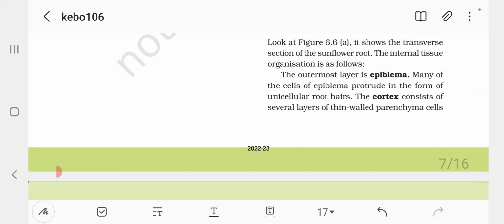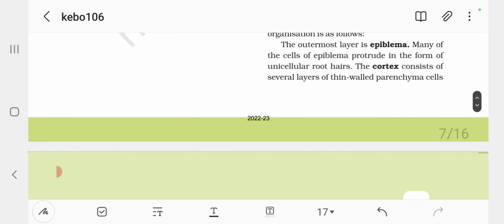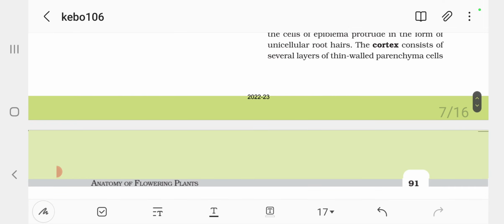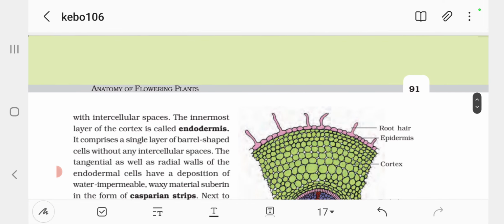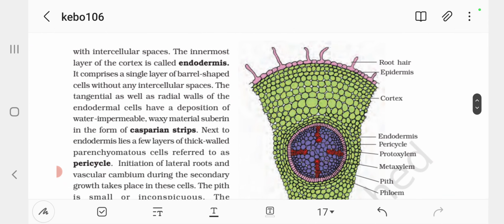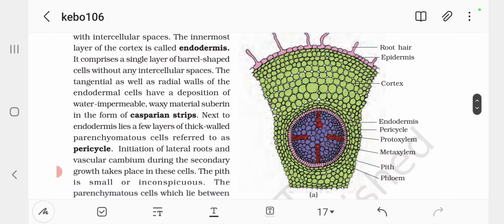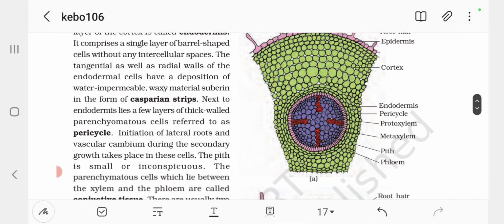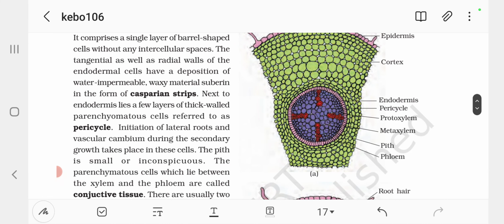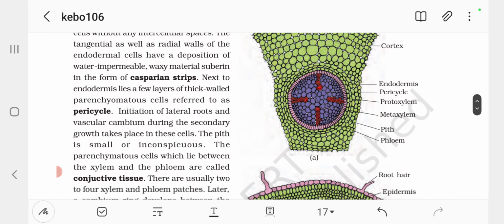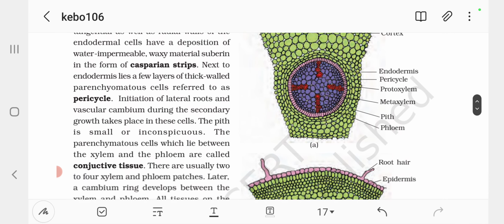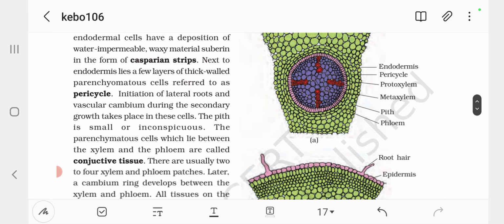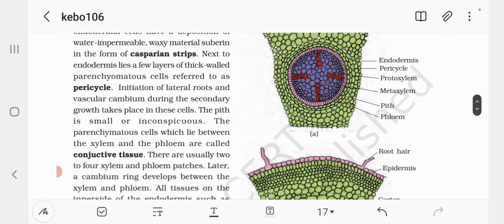The outermost layer is epiblema. Many of the cells of epiblema protrude in the form of unicellular root hairs. The cortex consists of several layers of thin-walled parenchyma cells with intercellular spaces. The innermost layer of the cortex is called endodermis. It comprises a single layer of barrel-shaped cells without any intercellular spaces. The tangential as well as radial walls of the endodermal cells have a deposition of water-impermeable waxy material suberin in the form of Casparian strips.